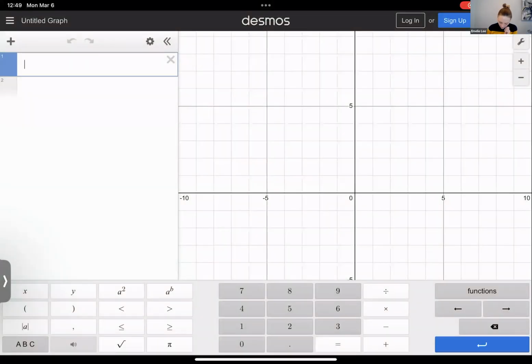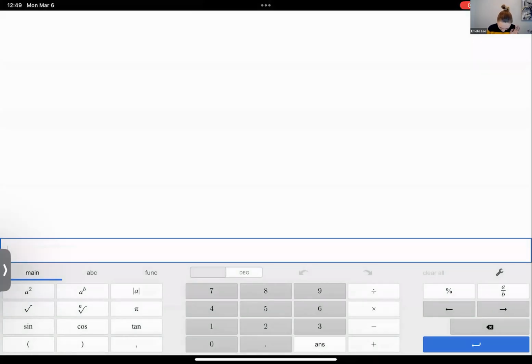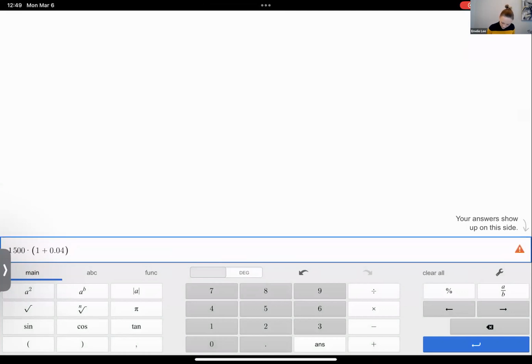Oh, that's not the calculator. That's the graphing part of the calculator. All right, here we go. Let me grab those values. So I had 1,500 times, you don't need the multiplier because it knows the bracket is multiplying, but just in case, 1 plus 0.04 to the power of 5. Okay, so it was rounded.